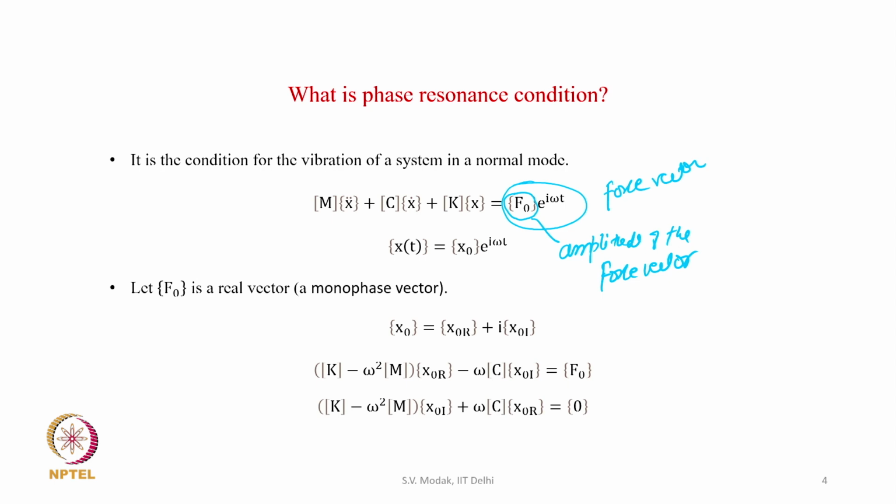So, we get these equations by separating the real and imaginary parts on the left and right hand side and then equating the real and imaginary parts. So, these are the two equations we get. Now these two equations we are going to further analyze to see what is the state of vibration.